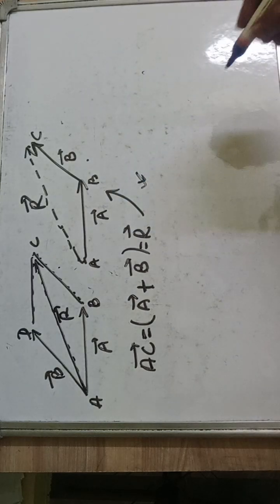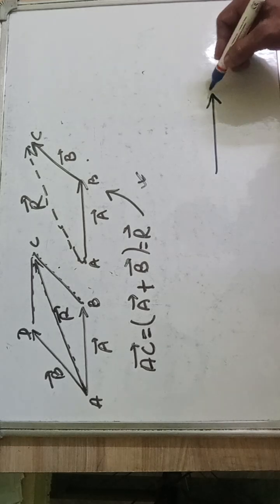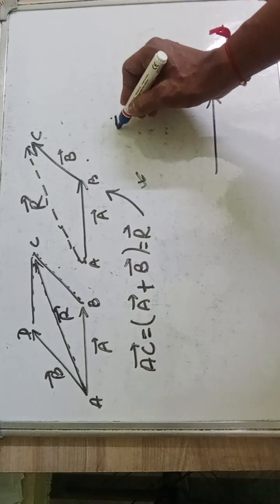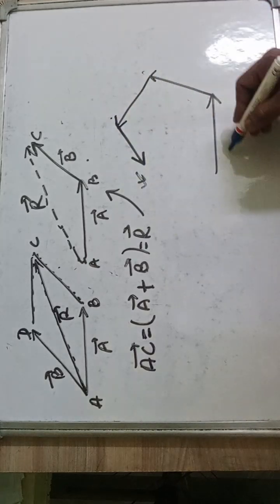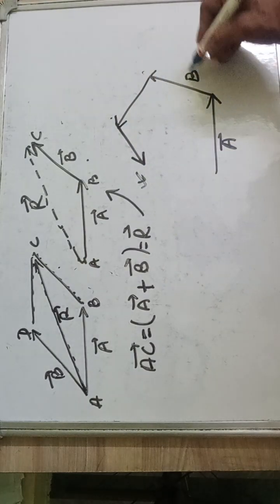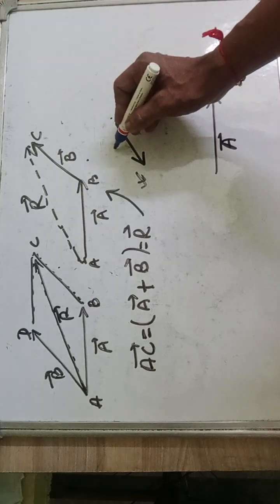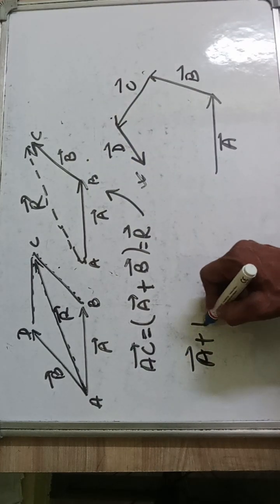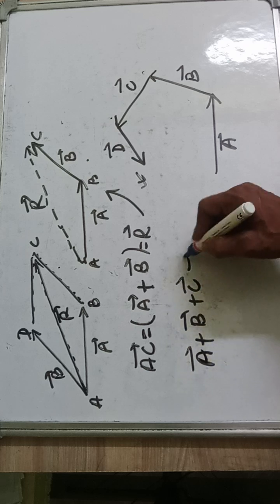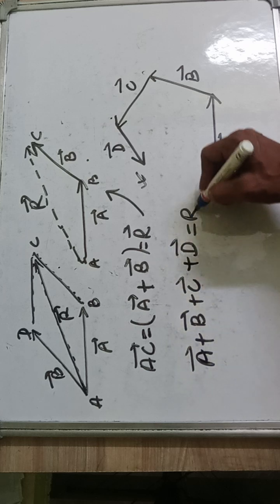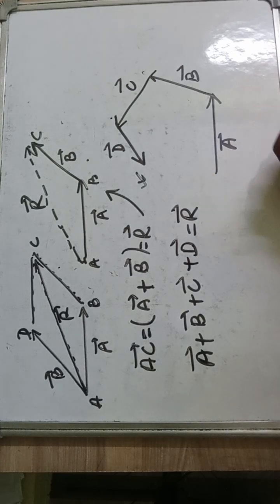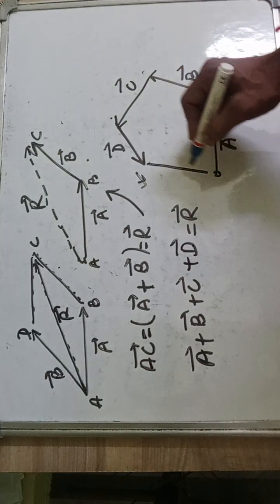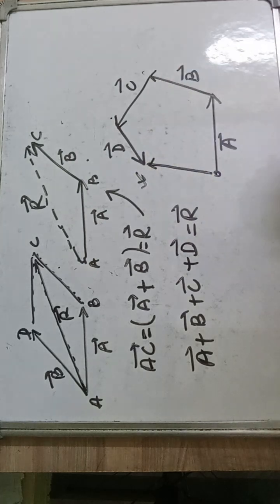Suppose we have a number of vectors, more than two vectors, then we will follow this head to tail method. Suppose we have vector A, vector B, vector C, vector D. In this case, the addition of all these vectors A plus B plus C plus D, suppose represented by R, final result vector R. This can be found out by using polygon method.